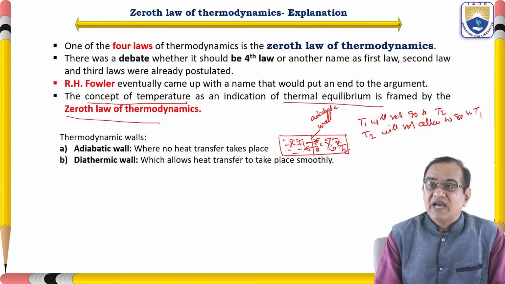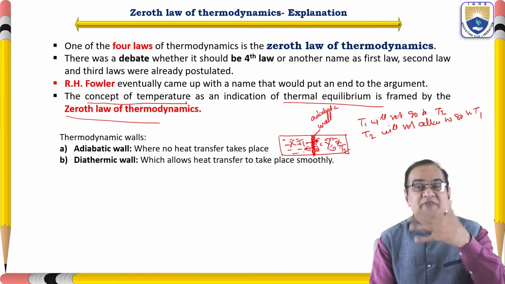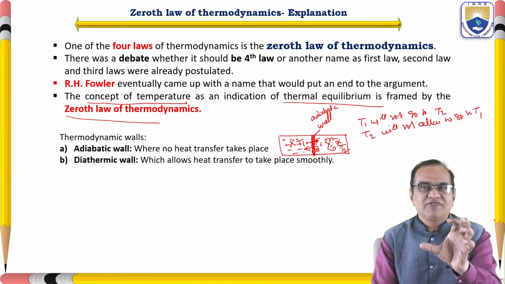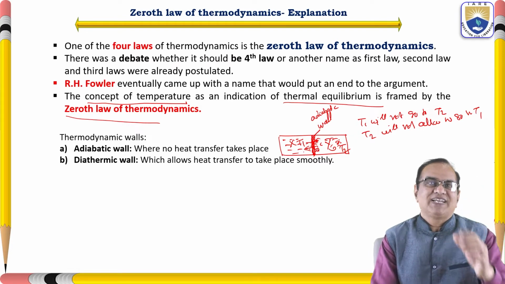If you have such a type of wall where there is no heat transfer, then it is called the adiabatic wall. So this wall here is an adiabatic wall. Okay, so we have to understand this, because without understanding these two walls, it is somewhat difficult to understand the Zeroth Law of Thermodynamics.